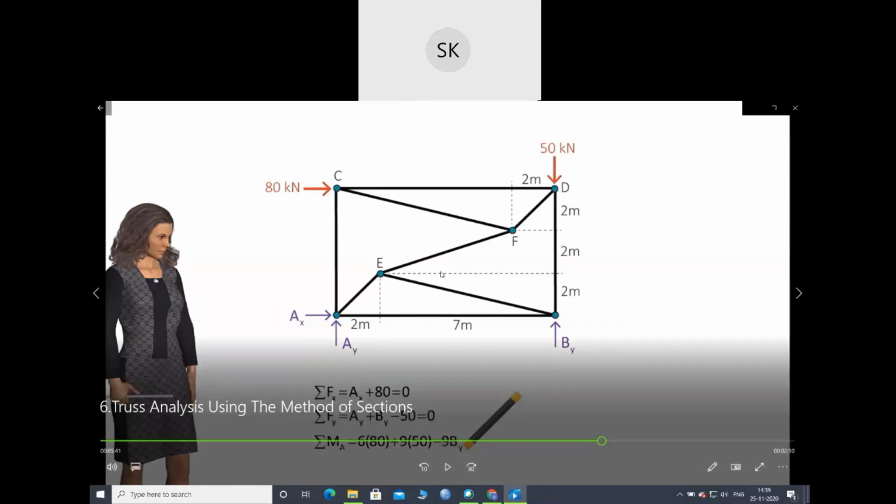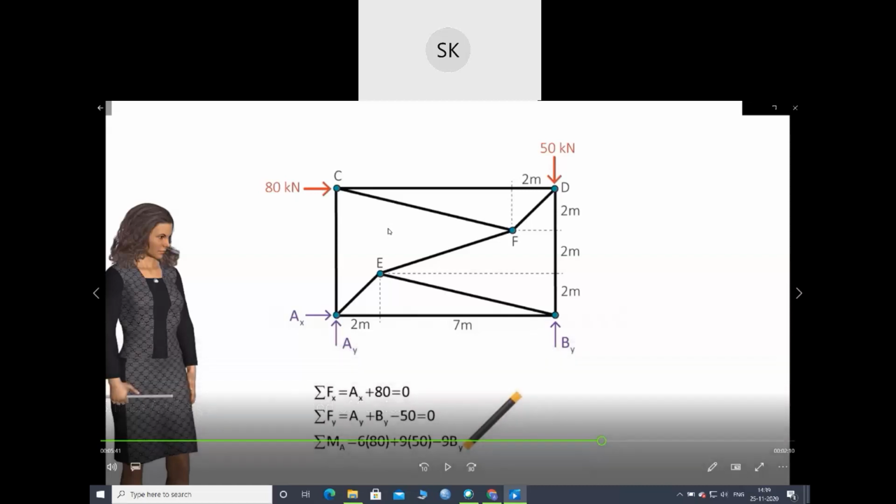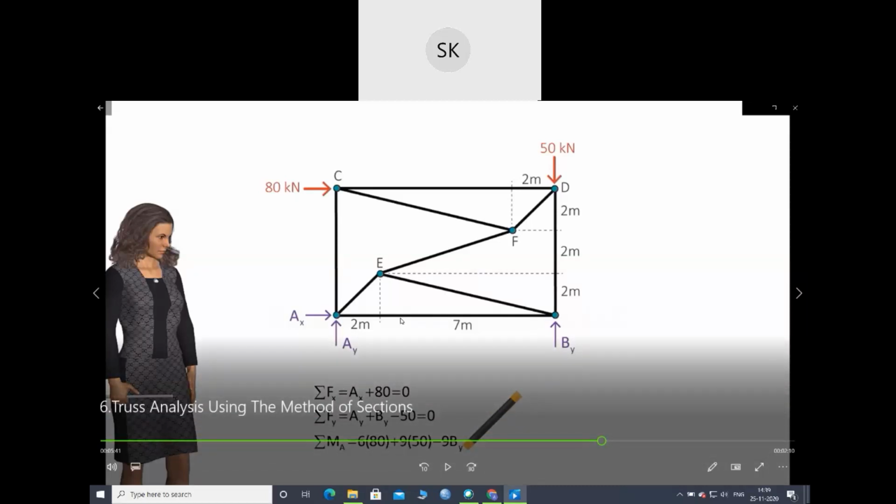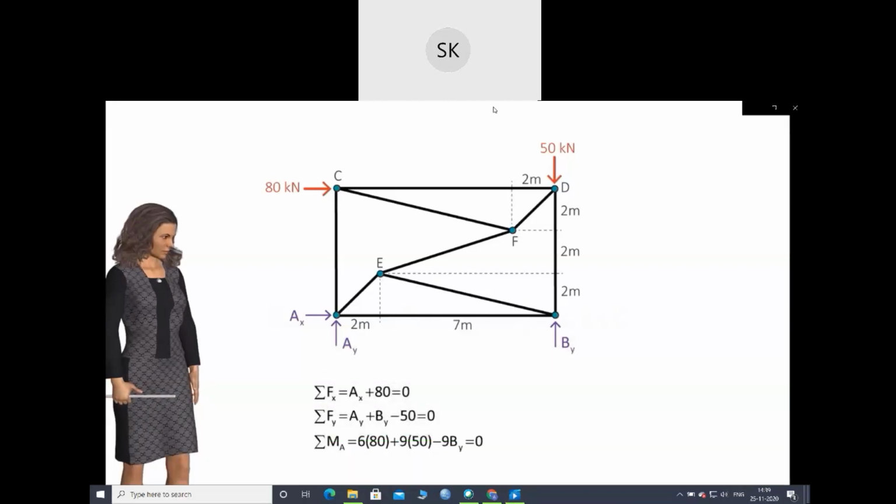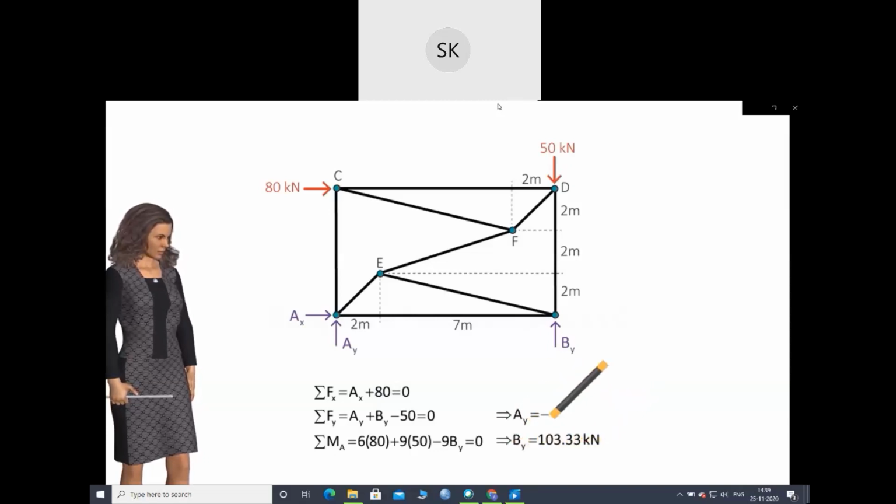Sign convention is up to you. You can take any sign convention, but in a particular problem, if you are considering clockwise as positive, you have to take clockwise positive throughout the question. Okay, so let's continue. Solving these equations for the unknowns, we get the values for BY, AY, and AX.